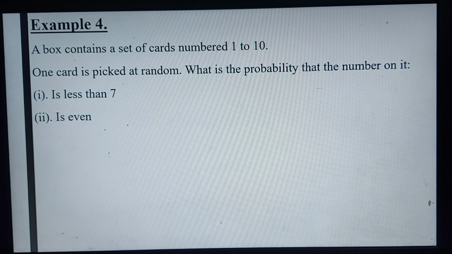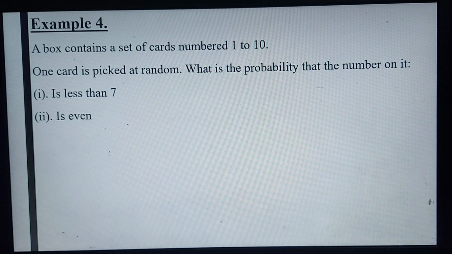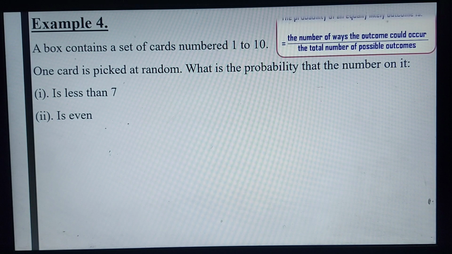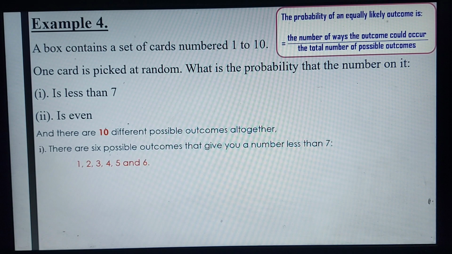Example 4. A box contains a set of cards numbered 1 to 10. One card is picked at random. What is the probability that the number on it is less than 7? And what is the probability that the number on it is even? Now the first thing you need to do is to find out the total number of possible outcomes you have. Since the box contains a set of cards numbered 1 to 10, it means that there are 10 different possible outcomes altogether. And we need to find out the number of ways we can get a number on it less than 7.